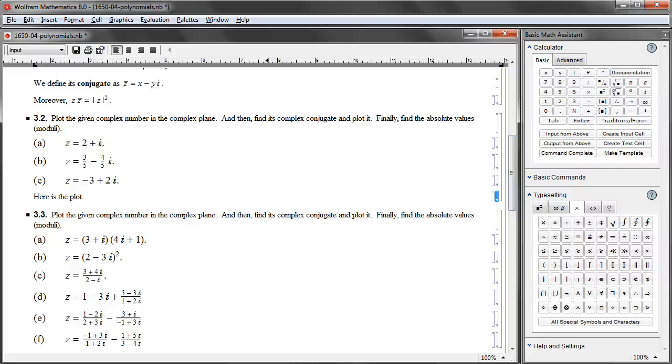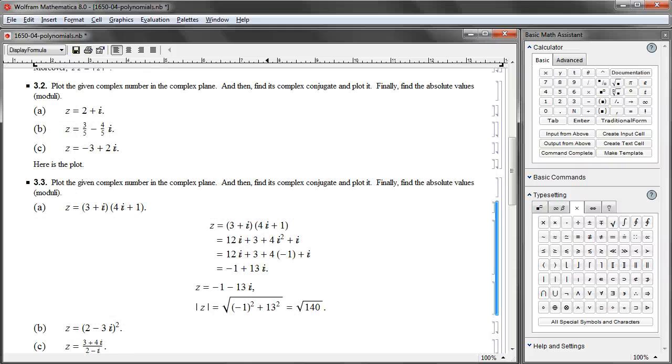Plot the given complex number in a complex plane, and then find its complex conjugate and plot it, and so on. Okay, let's go ahead and do that. Once we have x plus yi form, then we can plot it. Before that, it's impossible, or it's very difficult. So how do I work out this kind of complex number? Well, algebraically work it out. Just FOIL it, and just remember, whenever you have i squared, that's going to be replaced by -1.